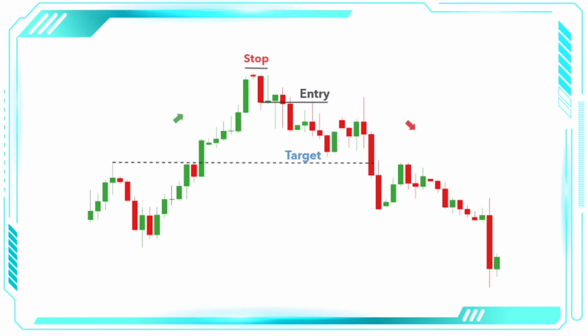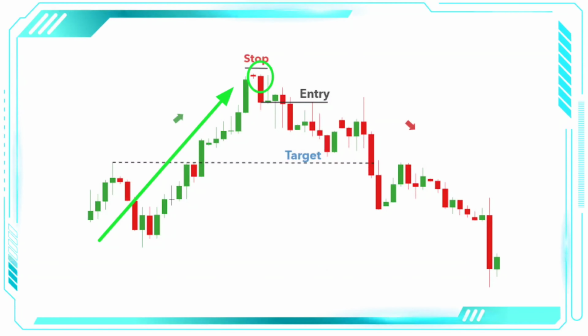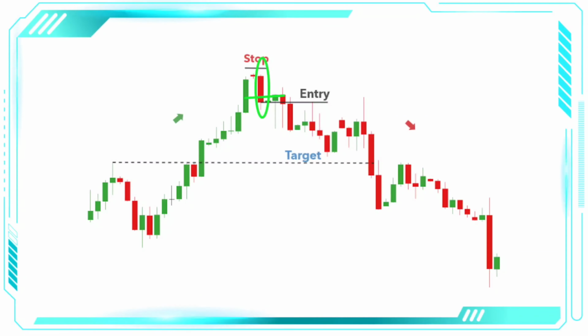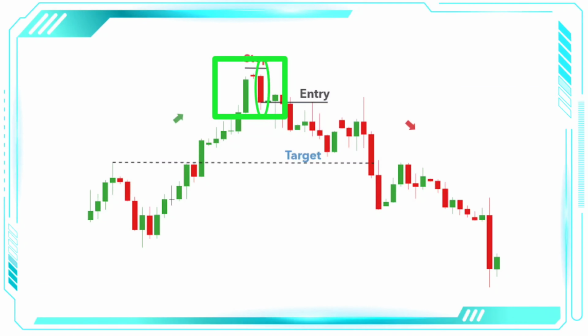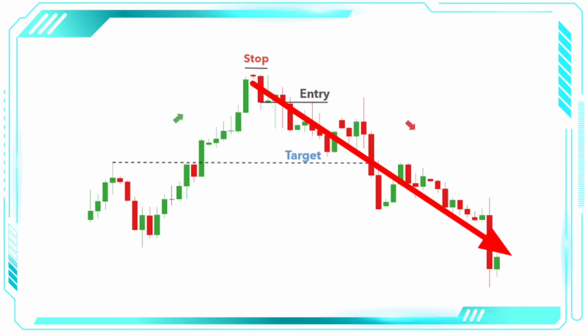On the chart, we can see an uptrend with a long bullish candle. The second candle is a small-bodied doji, indicating indecision. The third candle is a bearish candle that closes below the midpoint of the first candle. This confirms the evening star pattern and suggests a potential reversal in the trend.